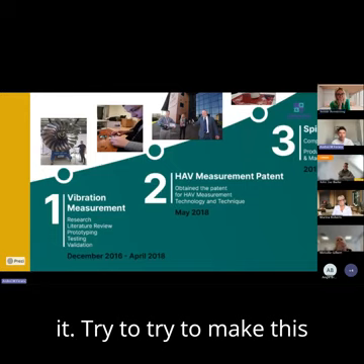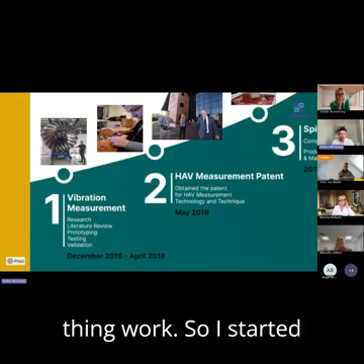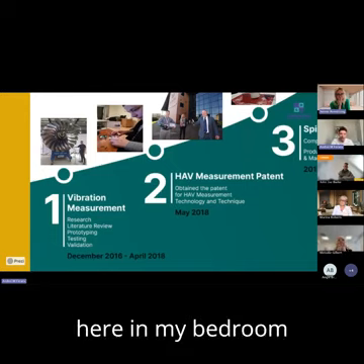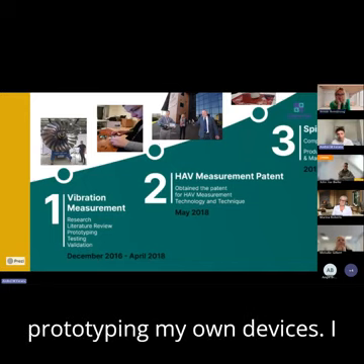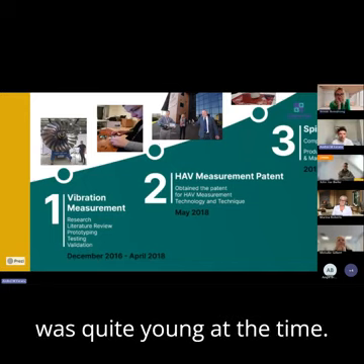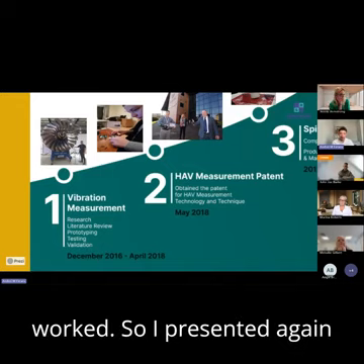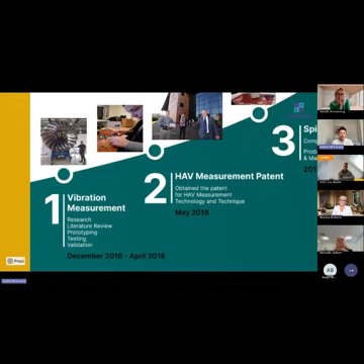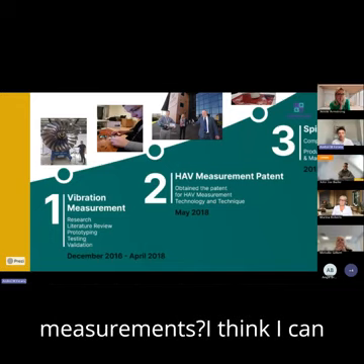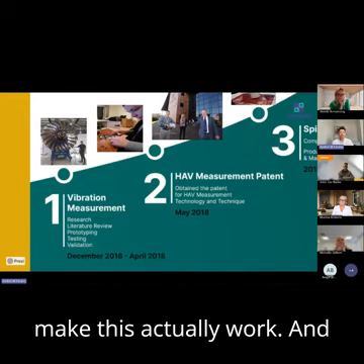Try to make this thing work. So I started prototyping. You can see me here in my bedroom prototyping my own devices. I was quite young at the time, and eventually they worked. So I presented again and said, "Can we do some measurements? I think I can make this actually work."